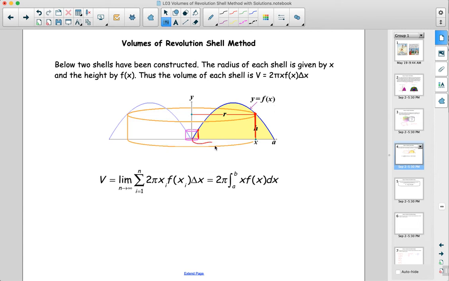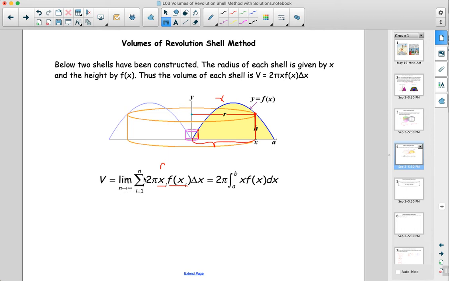And then this distance right here, which would be the radius, that radius is just the x coordinate. So we're going to replace the radius with the x coordinate of that particular shell. If it's the xi shell, whatever that x coordinate is, that's going to be the radius. And then the height is going to be f at xi. So there's the 2 pi, there's the r, there's the h, there's the delta x.